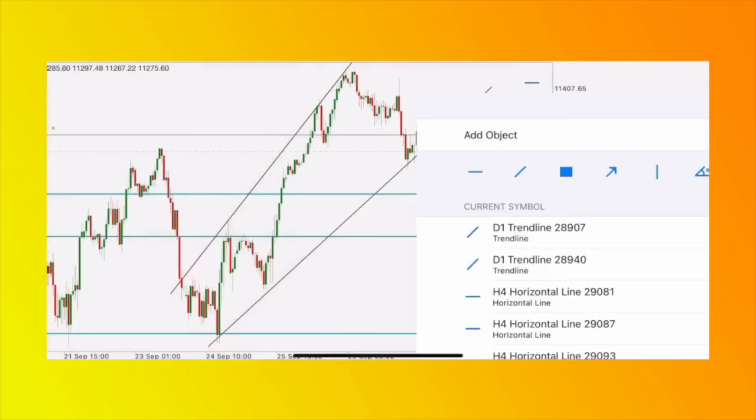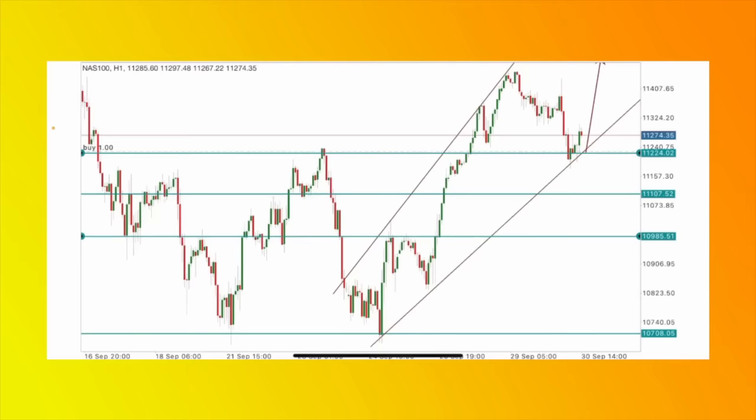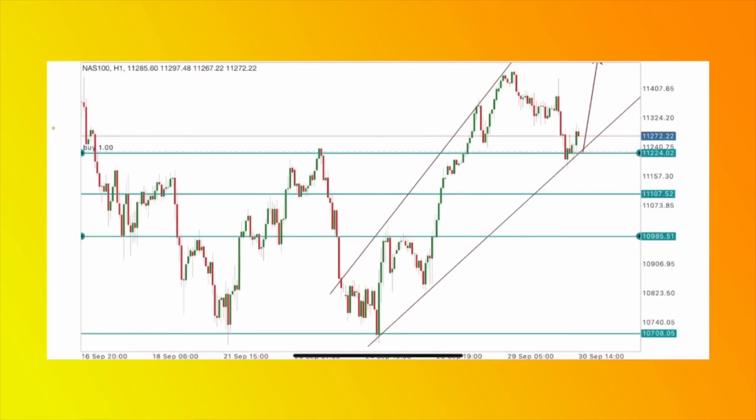From this, I can literally see the direction now. Everything is much more clear. I'm seeing that Nasdaq is going to buy. I'm seeing buying opportunities from Nasdaq. Right now, I see that Nas 100 is in an overall buying opportunity.